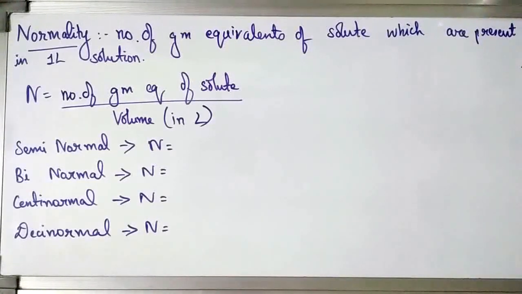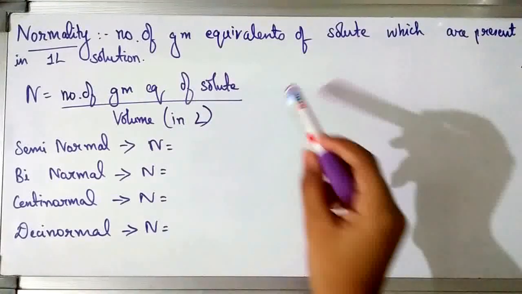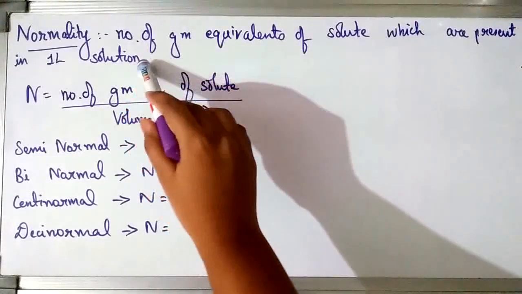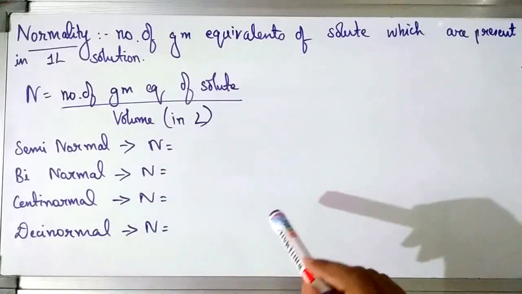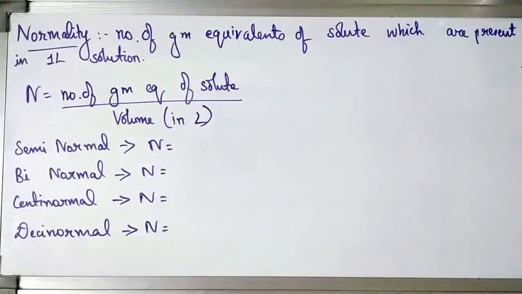In this video, we are going to learn about normality and also the relationship between normality and molarity. So what is normality? Normality means the number of gram equivalents of solute which are present in 1 liter of solution. Now if you haven't seen my previous video about molality and gram equivalents, then go check it. I'll give you the link in the description box. In that video, I have discussed gram equivalents.